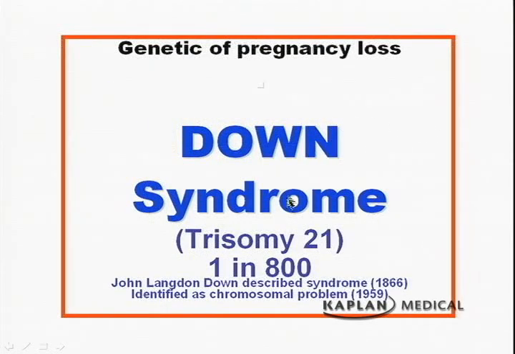Down syndrome is a common aneuploidy. 1 in 800 is the most common one seen at term. Interestingly, Down syndrome is named after John Langdon Down, who described the syndrome in 1866. But it wasn't until almost 100 years later that it was realized that this was a chromosomal problem.